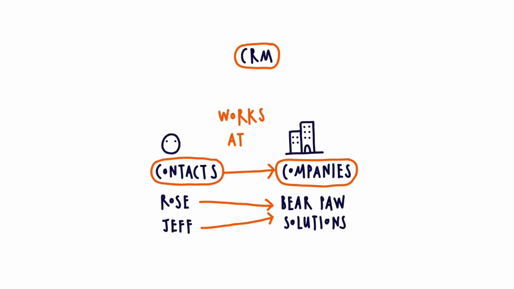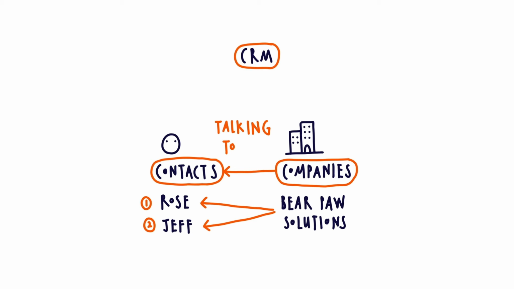To say Rose and Jeff work at Bear Paw Solutions. Once we make that connection, we're also saying that at Bear Paw Solutions, we're talking to two contacts, Rose and Jeff. And if we start talking to a third contact, say Fred, we can associate them to Bear Paw Solutions as well. Being able to see how records are related across tables is what defines a relational database.